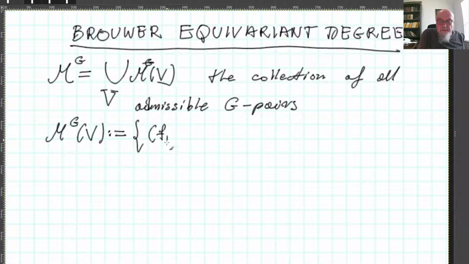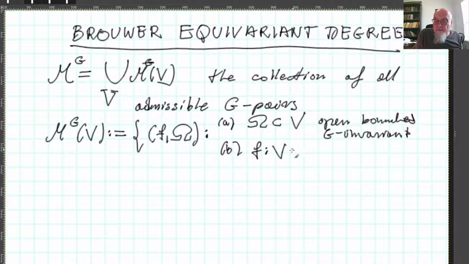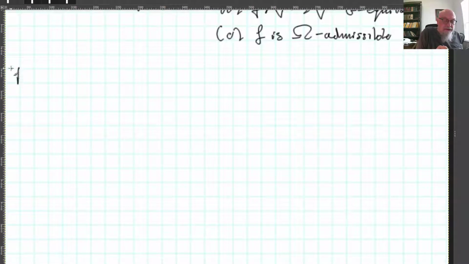This means this is the set of all (f, omega) such that V is a representation, an orthogonal representation of G, omega is open, bounded, G invariant, and f from V to V is G equivariant, and f is omega admissible. Okay, so this is the notation, and then of course M_G will stand for the collection of all possible such admissible pairs. So now we can formulate the main results.